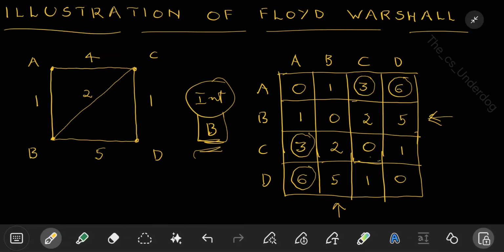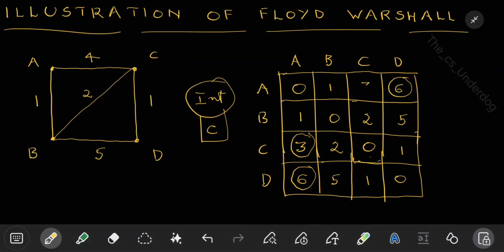What you can see here is, in this iteration, you were able to change 4 values in your distance matrix: your AD, DA, CA and AC. You got 4 new values. This is how the updations are happening. Let us go to the next iteration. In the next iteration, your intermediate vertex will be C. Let us see if by considering C, there will be any improvements.